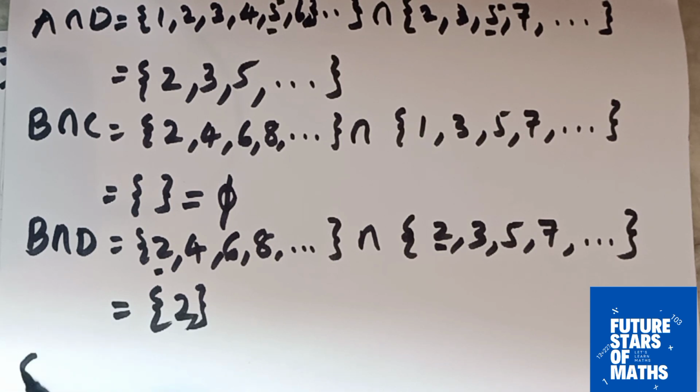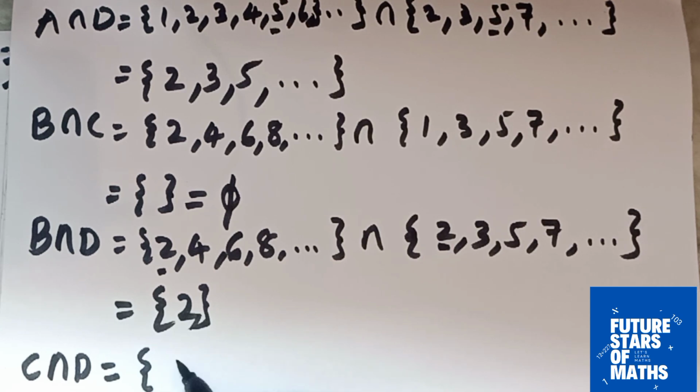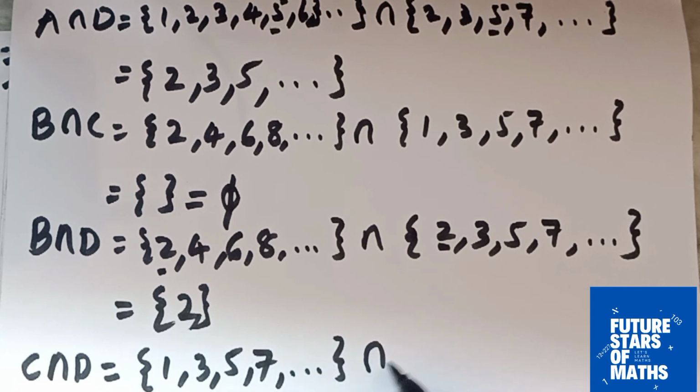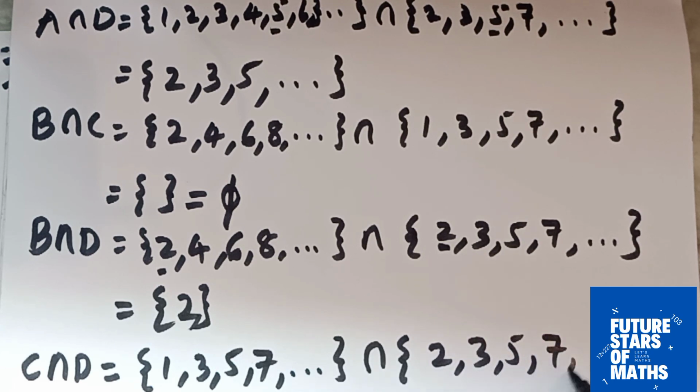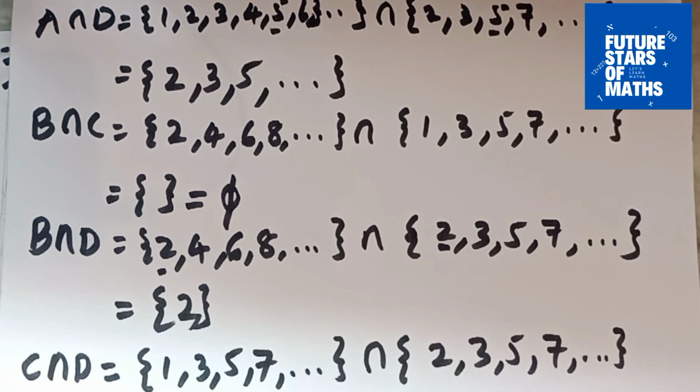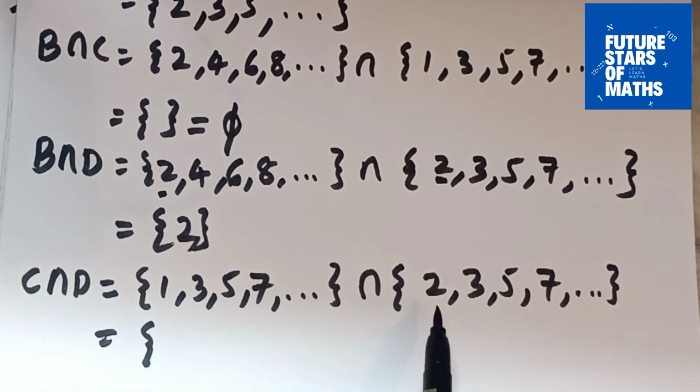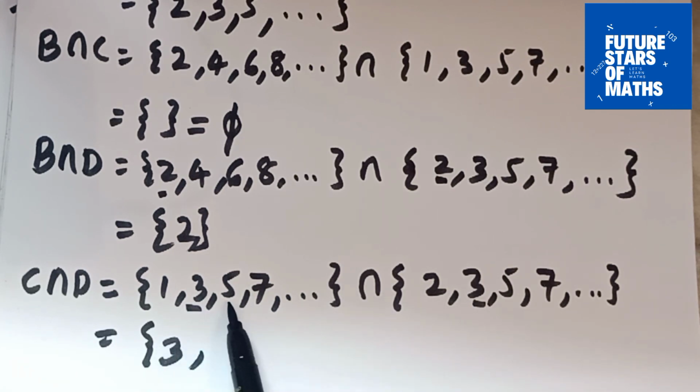Okay. Now the last bit in this sum is C intersection D. So what is C? C is 1, 3, 5, 7, and so on. Intersection D. D is 2, 3, 5, 7, and so on. So what is the answer? Those elements which are common. Okay, so here we have 1, here we have 2. So no. Here we have 3. Do we have 3 here? Yes. So I will write 3. Next 5. Here also we have 5. So we will write 5. Then 7.